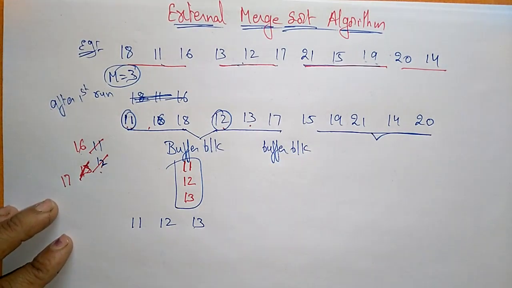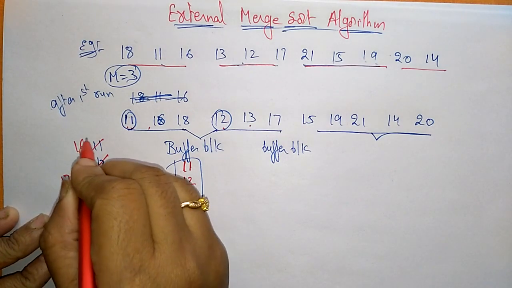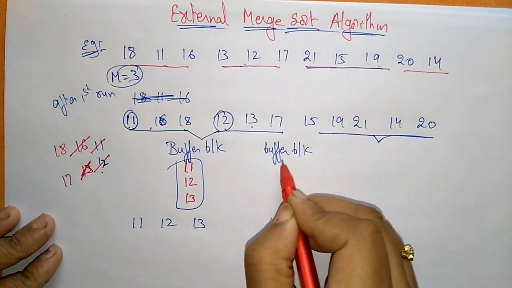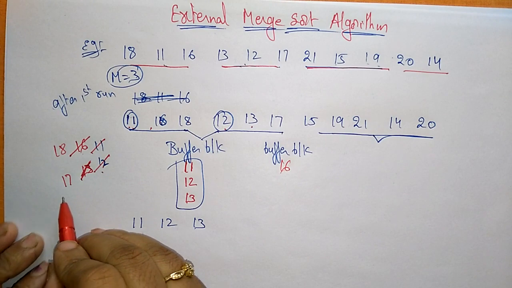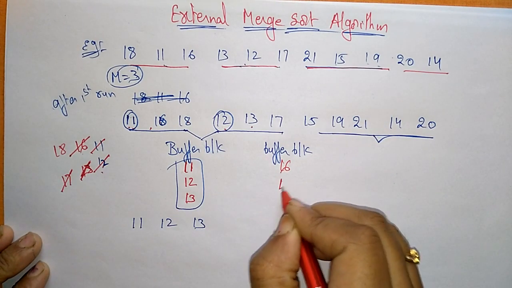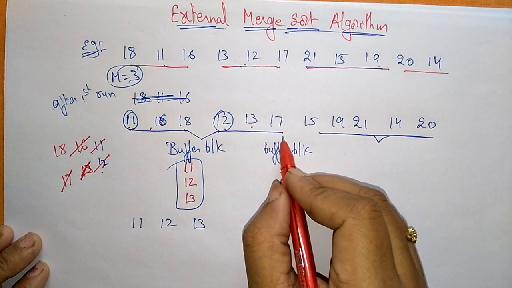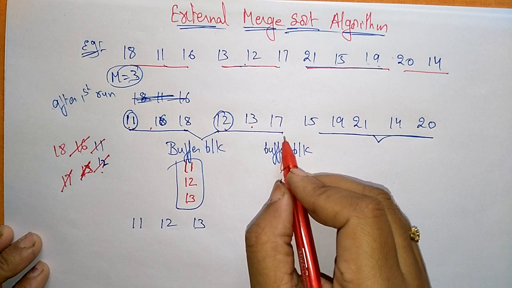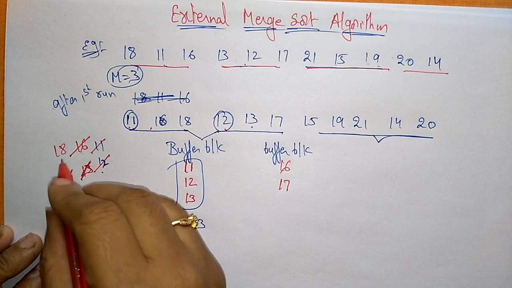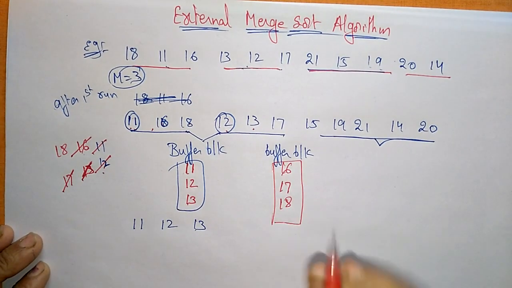Now we check 16 and 17. Which one is the least? 16. Strike off 16 and write 16 here. After 16 you have 18. Between 18 and 17, which one is the least? 17. Strike off 17 and write 17 here. After 17 nothing is left in this block, so this block is sorted. Only 18 remains, so this block is full.